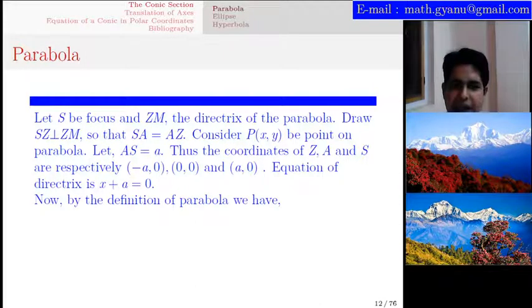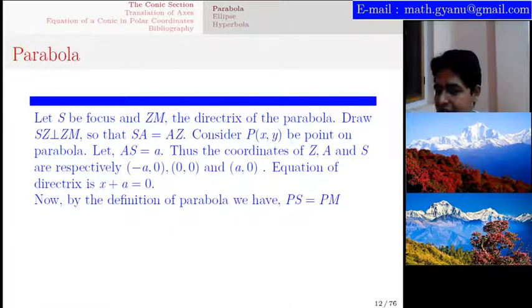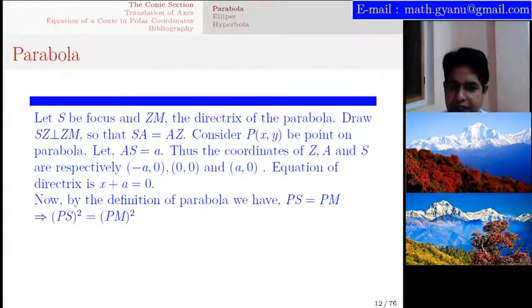Now by the definition of parabola we have PS equal to PM. Why? Remember once again, when does a conic become a parabola? We already noted that PS by PM, that is the constant ratio, is equal to 1. If PS by PM equals 1, that means PS is equal to PM. So this can be written as PS squared equals PM squared. For simplicity we write in the squared form.